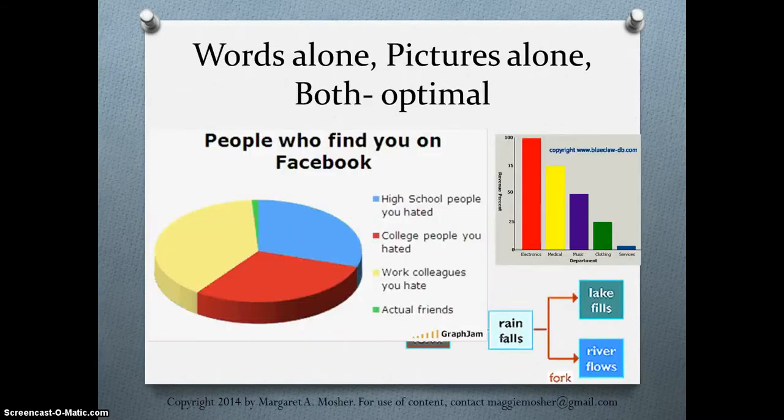So this is an example. These are a few of my favorite sites to get graphs from. Graph Jam is a really good one. People who find you on Facebook: high school people you hated, college people you hated, work colleagues you hated, and actual friends. It just has a lot of funny graphs that kids can read.